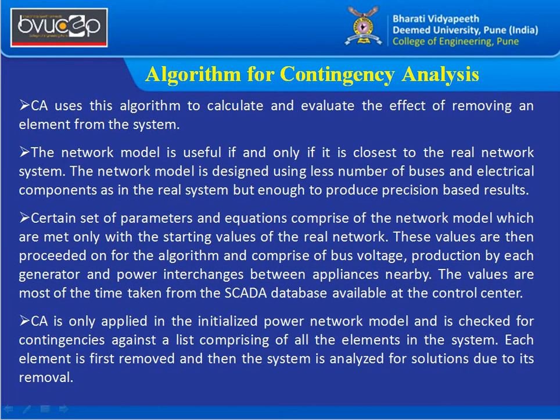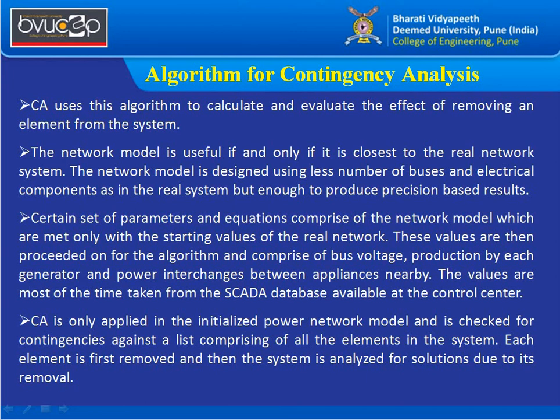So the network model is designed using a smaller number of buses and electrical components, but not enough to produce precision-based results. If we have fewer buses and fewer components, that is not going to give the best result for the existing system. So a certain set of parameters and equations comprise the network model, which are met only by the starting values of the real network. These values are proceeded on for the algorithm and comprise the bus voltage, production by the generation, power interchange between the areas, etc. These values are taken from the SCADA database and are made available from the control center.